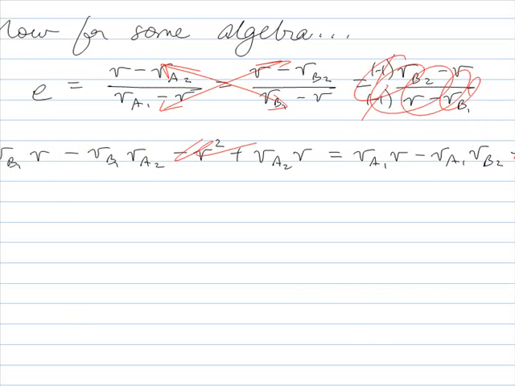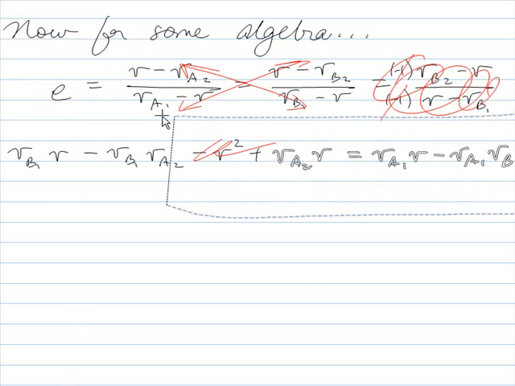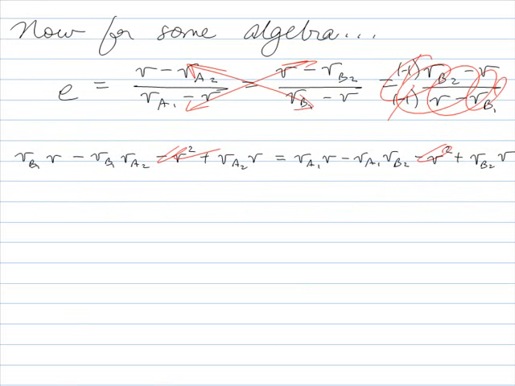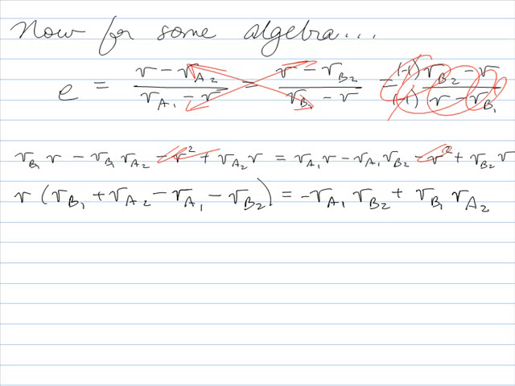Now let's try to fit this all in one little line so you can see what I'm doing. Okay, that was fun. Alright, what can I do next? I can put all my V's on one side: V times (VB1 plus VA2 minus VA1 minus VB2) equals VA1 VB2 plus VB1 VA2. Isn't that beautiful? Okay, so I got an equation for V.